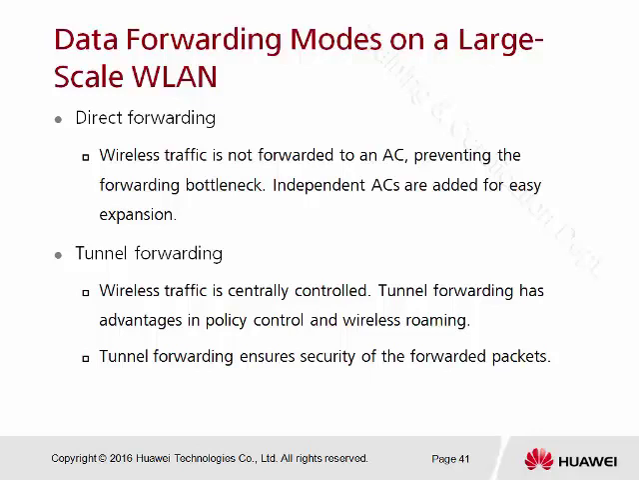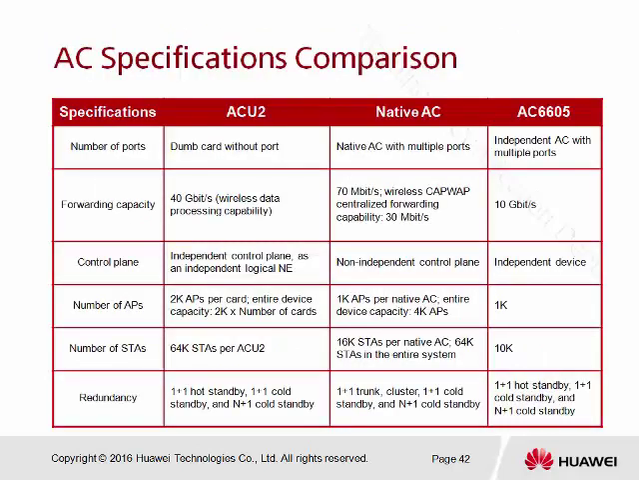If we use direct forwarding, this means all the user data does not need to go back to the AC before going online. For the tunnel forwarding mode, you force all the user data, no matter whether it could go online directly or not, to always be sent back to the AC before it can go online. This is called the tunnel forwarding mode. So it uses a tunnel formed between the AP and the AC. Here is the specification comparison.